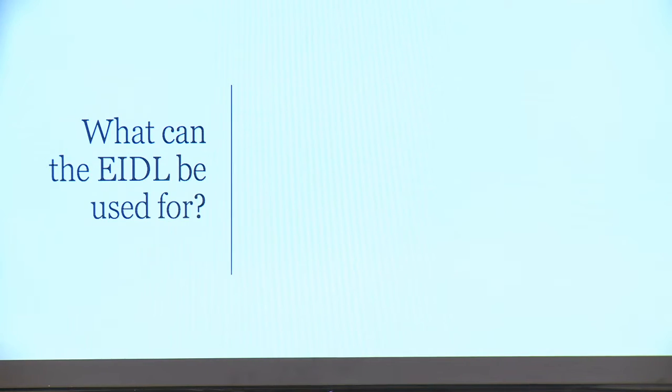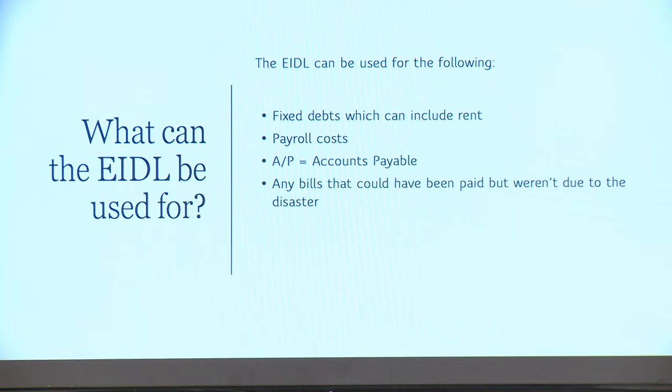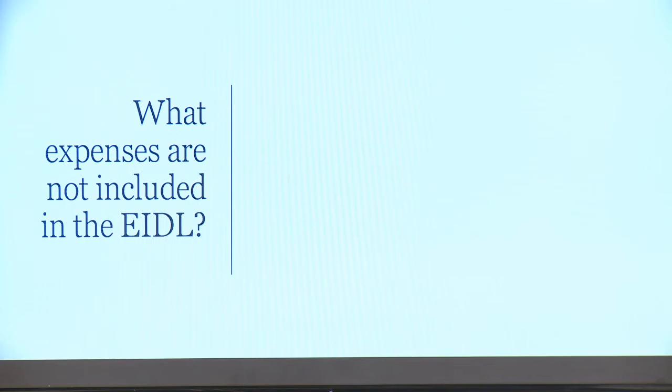So what can the EIDL be used for? It can be used for fixed debts, which can include rent. It can be used for payroll costs, accounts payable, any bills that could have been paid but weren't due to the coronavirus disaster, any IRS payment obligations. And then, what expenses are not included in the EIDL?